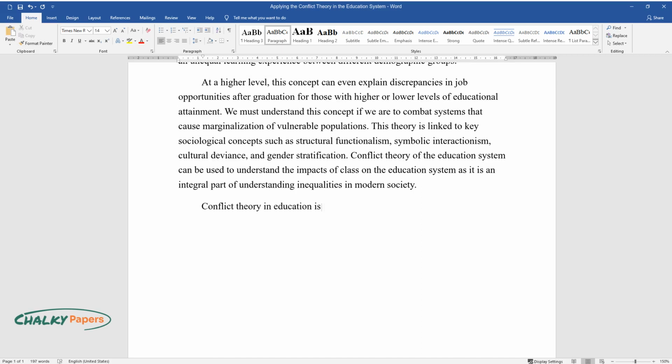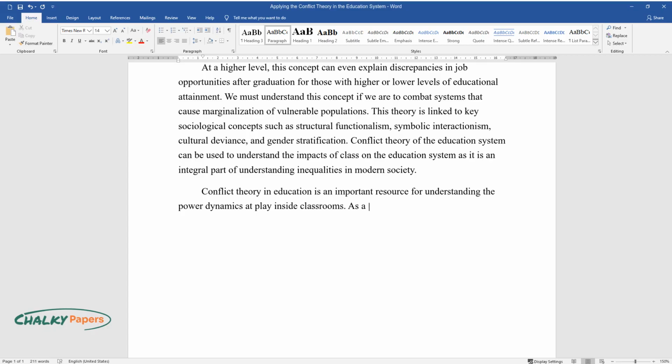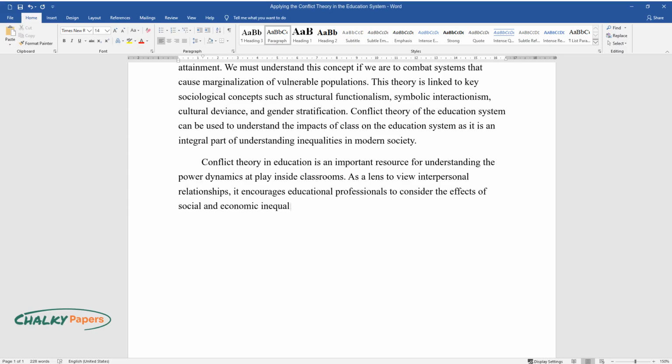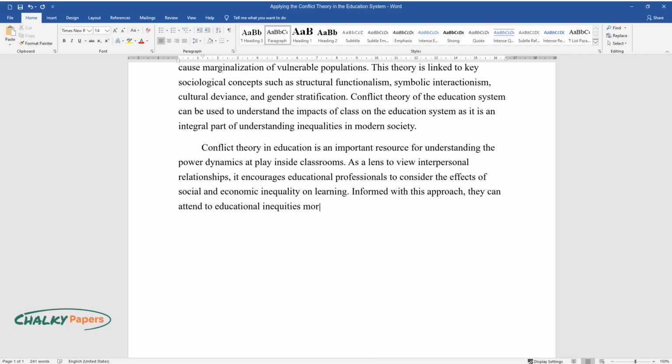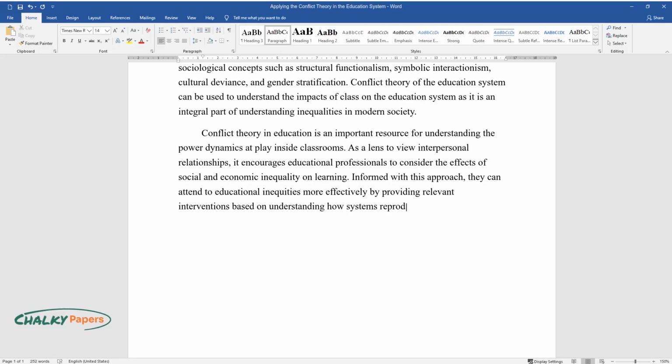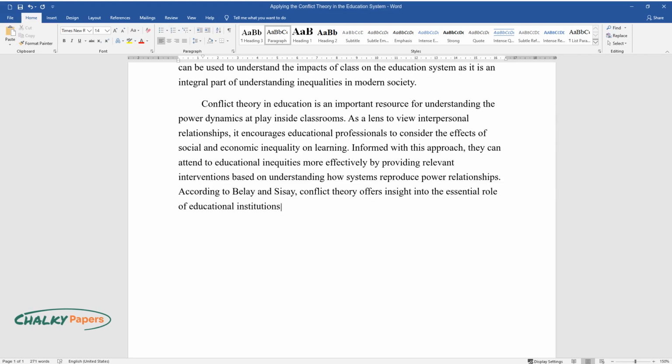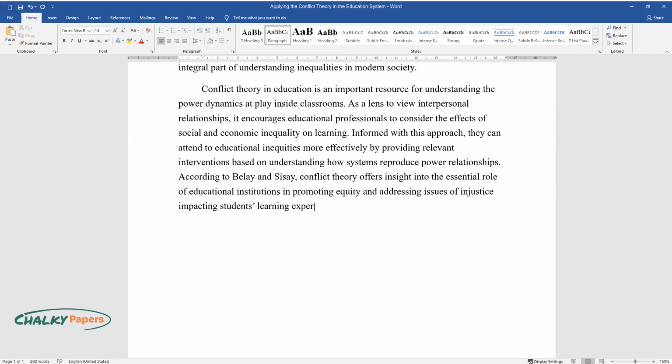Conflict theory in education is an important resource for understanding the power dynamics at play inside classrooms. As a lens to view interpersonal relationships, it encourages educational professionals to consider the effects of social and economic inequality on learning. Informed with this approach, they can attend to educational inequities more effectively by providing relevant interventions based on understanding how systems reproduce power relationships. According to Belay and Sisay, conflict theory offers insight into the essential role of educational institutions in promoting equity and addressing issues of injustice impacting students' learning experiences.